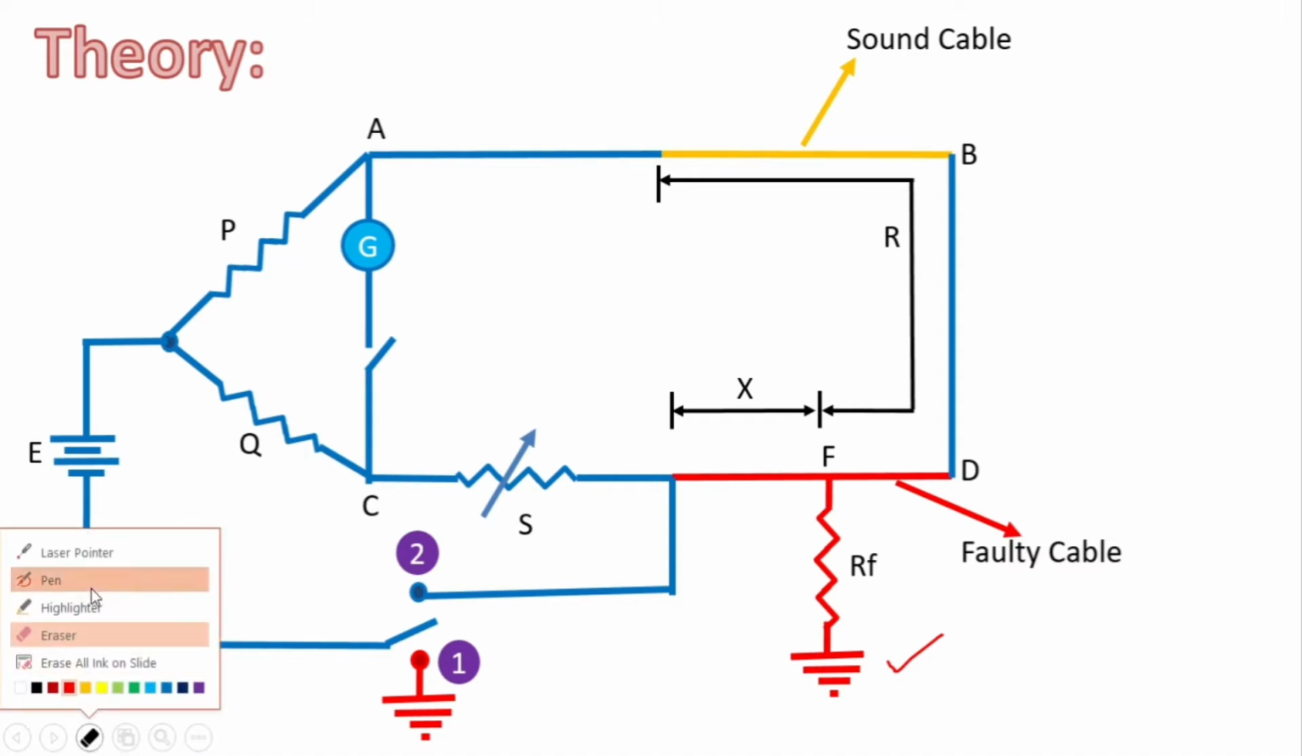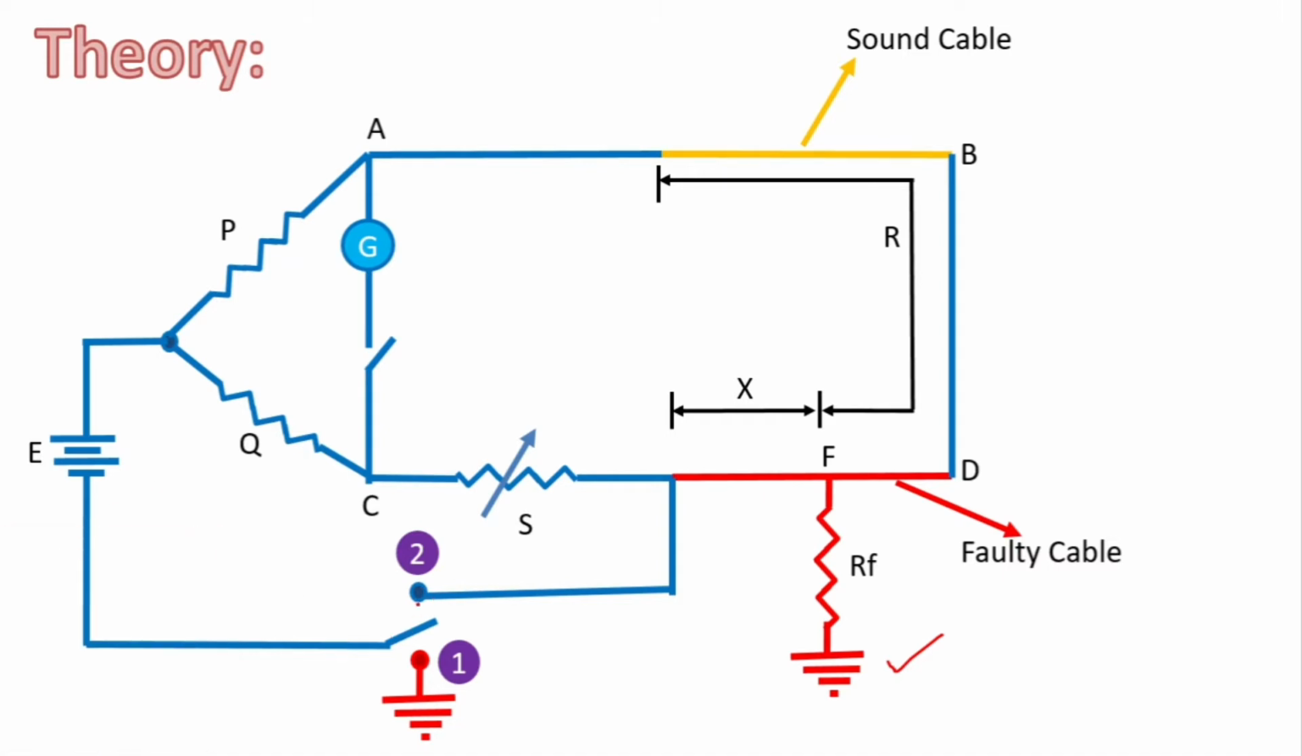But if I consider this one, position number 2, if I connect this instead of connecting this, this will not come into the picture. That means my path will be completed here itself. Here is my path getting completed. That means this bridge, the point C, will have only S.